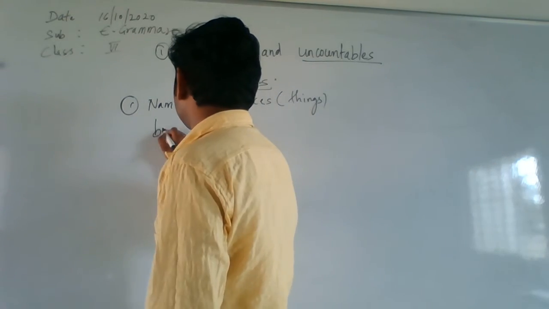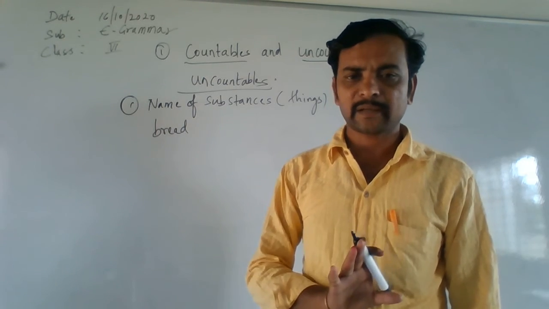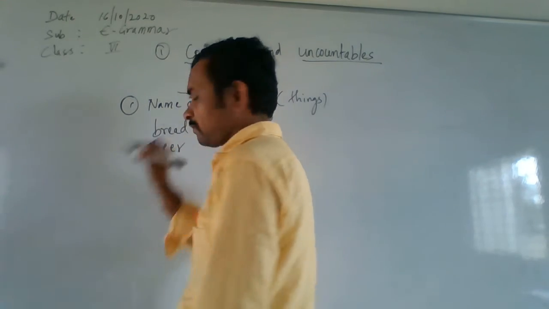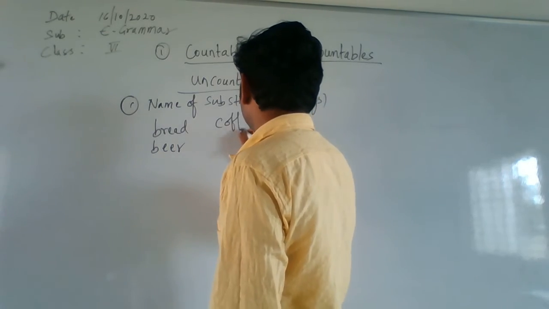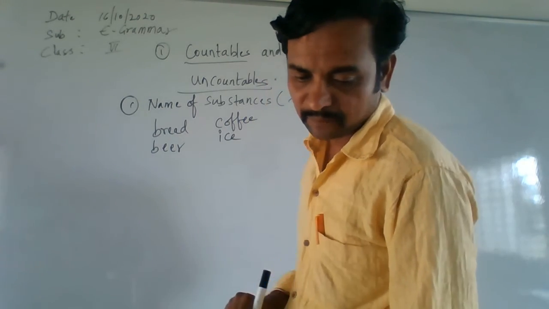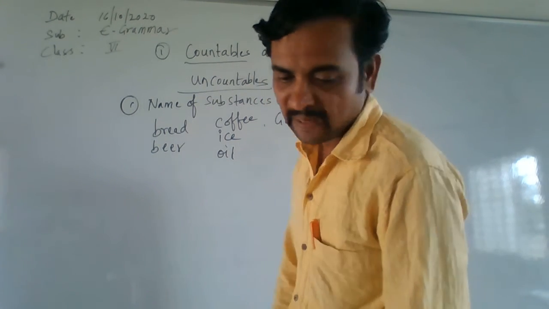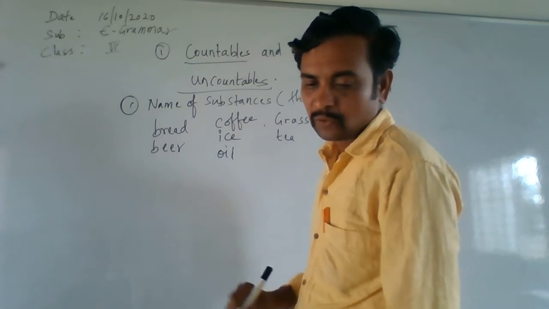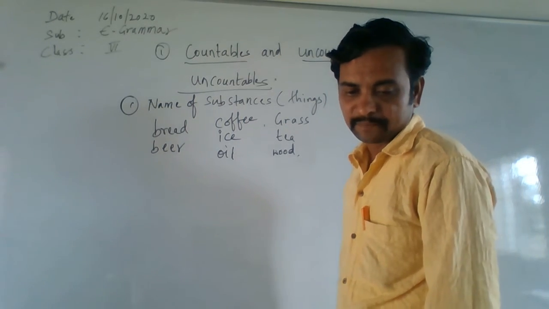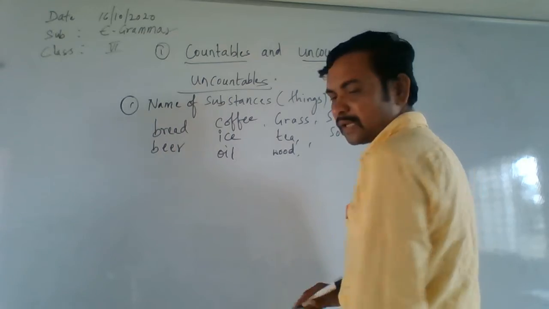Let's see here. Bread. It is also a thing. It is an uncountable thing. Bread. Okay. Beer. Okay. Cloth. Coffee. Ice. Oil. Grass. Tea. Wood. Okay. Paper. Soap. Sand. Soap.